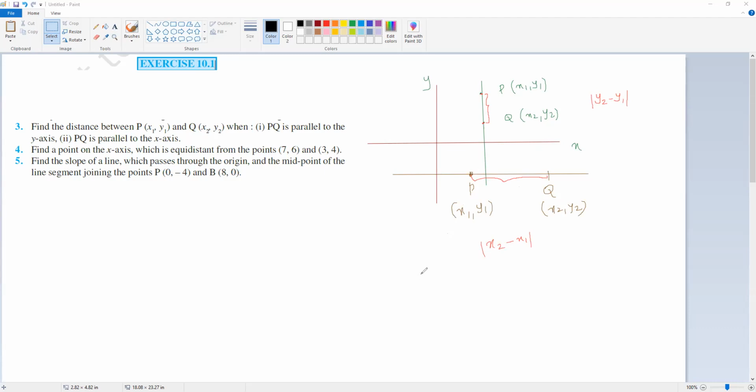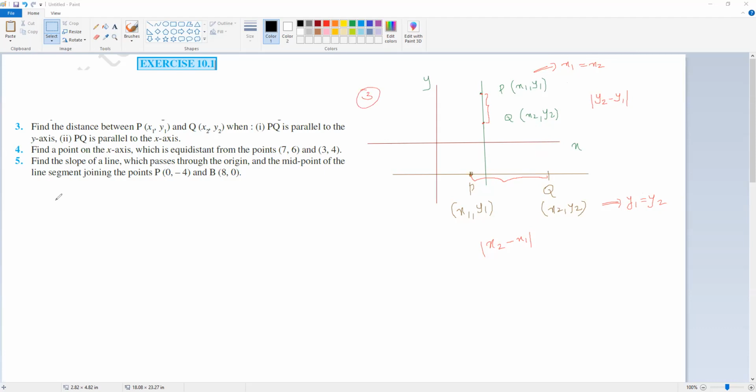Yes, sir. We can use this formula also in this particular case. Here in this case, y1 and y2 are equal. In the other case, x1 and x2 are equal. So if we use the distance formula, x2 minus x1 the whole square becomes 0, and only y2 minus y1 remains. In the second case, y2 minus y1 the whole square becomes 0, and only x2 minus x1 remains. So this is the answer for question number 3.